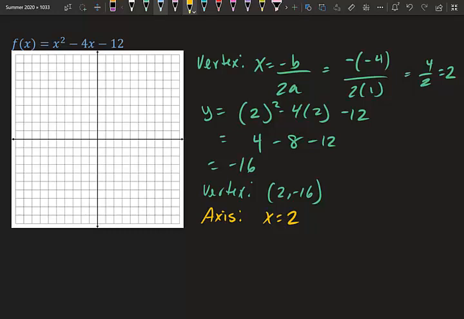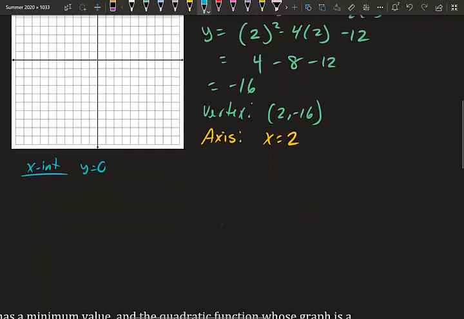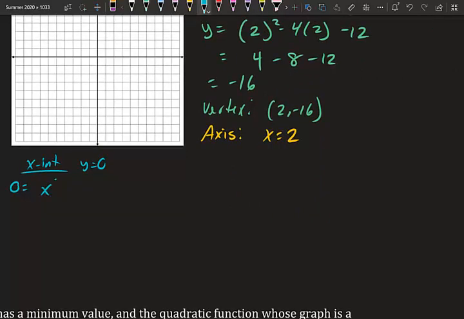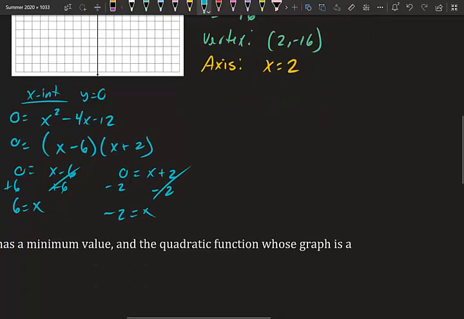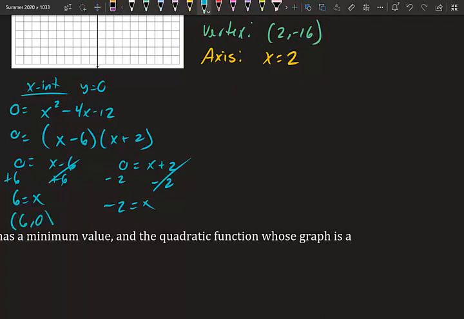All right, now that we found that, we can find our intercepts. So x-intercept, you are able to factor here. So we make y equals 0. So we have 0 equals x squared minus 4x minus 12. We can factor this down into x minus 6, x plus 2. So we set each of these equal to 0 and solve for x. So we add 6 to both sides to get 6 equals x, subtract 2 to both sides, so we get negative 2 equals x. That means we have two intercepts at 6, 0 and negative 2, 0.